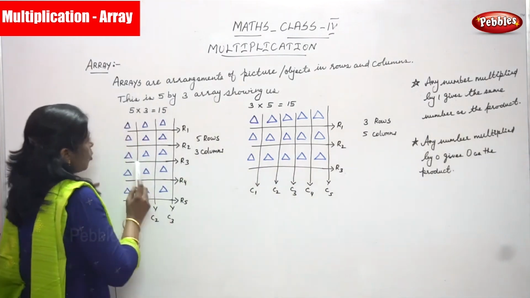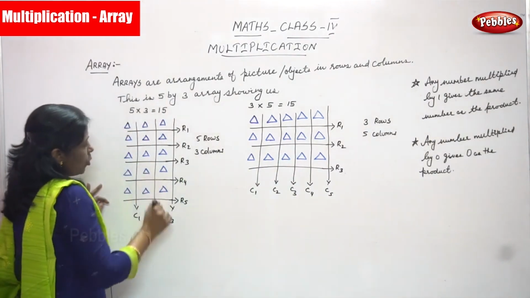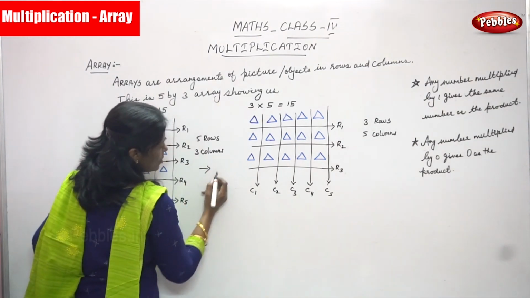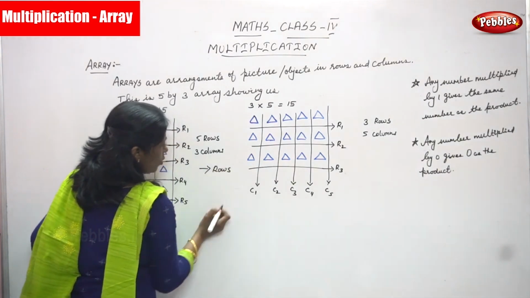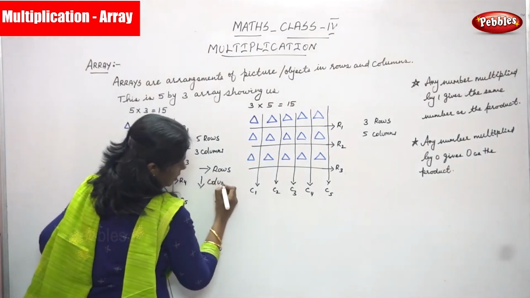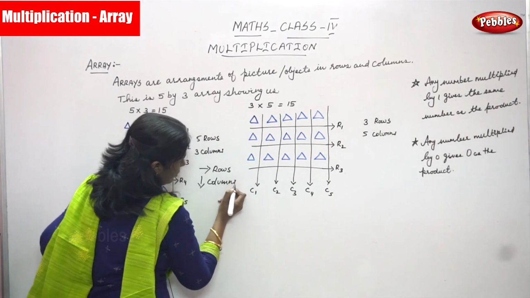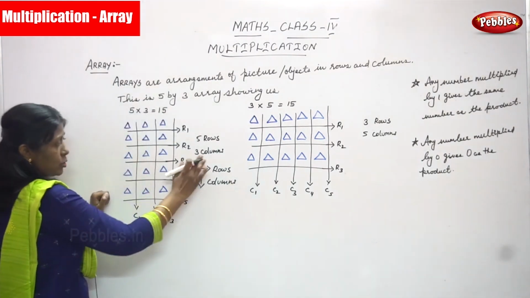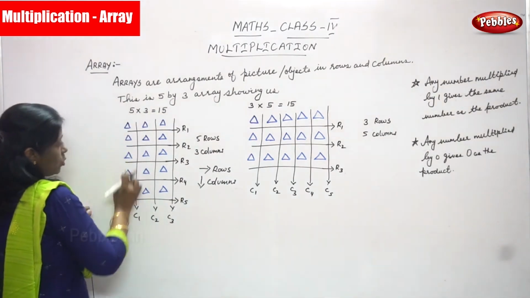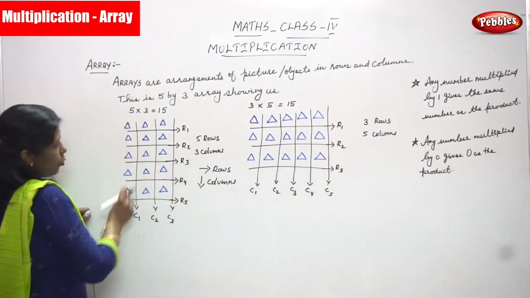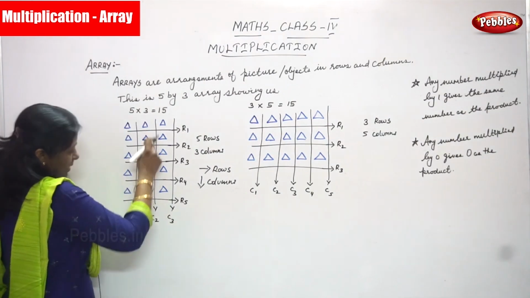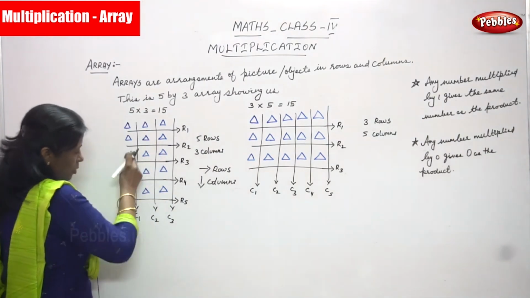Next is columns. How many columns? 1 column, 2 columns, 3 columns. I've told you very clearly: horizontal lines are called rows, and vertical lines are called columns. So 1, 2, 3, 4, 5. How many objects in this column? 5 objects in 1 column, 5 objects in the second column, 5 objects in the third column.